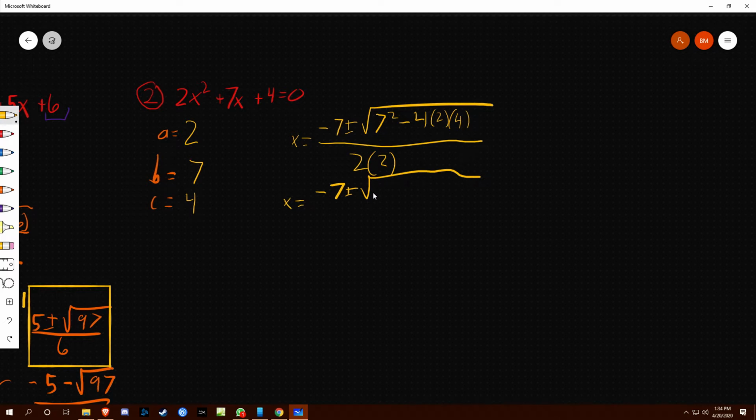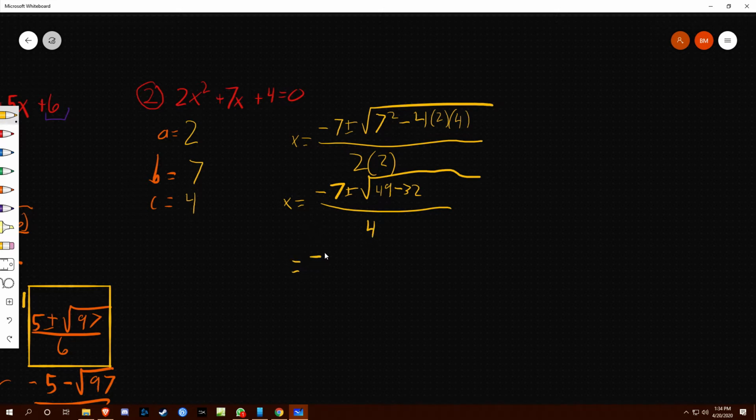Square root, well, 7 squared is 49. And then we have -4 times 2. -4 times +2 is -8. -8 times 4, right? So this is just 4 times 2 times 4. So it's -4 times 2, so it's -8. -8 times 4 is going to be -32. And then divide that by, well, 2 times 2 is 4.